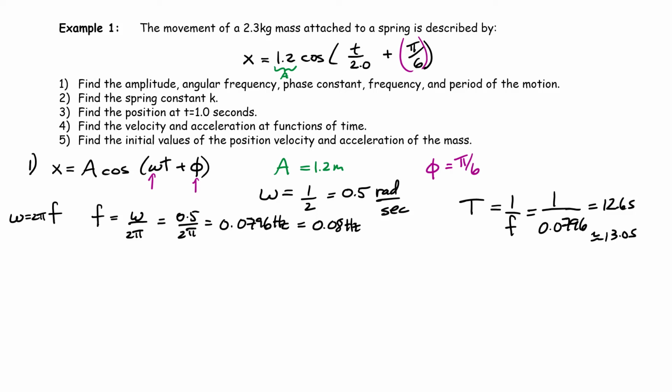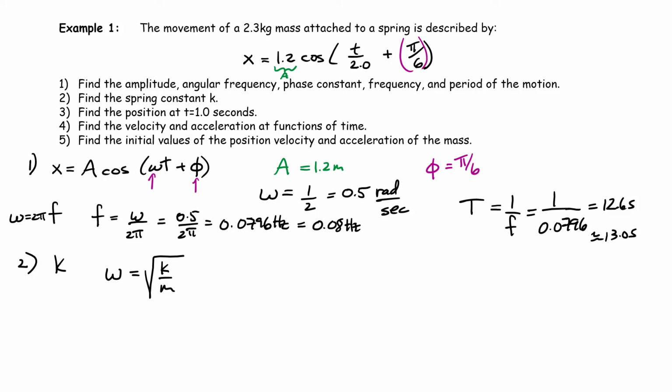The next question says, let's calculate what the spring constant is. How would you calculate the spring constant for this one? Again, we're looking for the value k. For a simple harmonic oscillator, we saw that if you know the angular frequency, you automatically know something else, right?